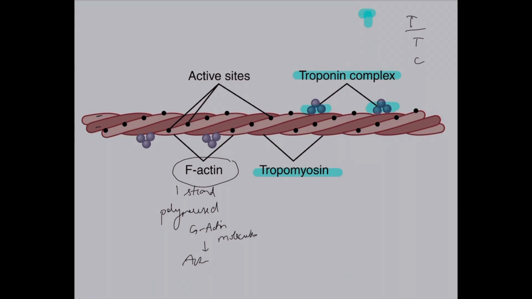Troponin I has a strong affinity for actin. Troponin T has a strong affinity for tropomyosin, which is another protein. And troponin C, as the name suggests, has an affinity for calcium. This complex is believed to attach the tropomyosin to the actin. The strong affinity of troponin C for calcium is believed to initiate the muscle contraction.